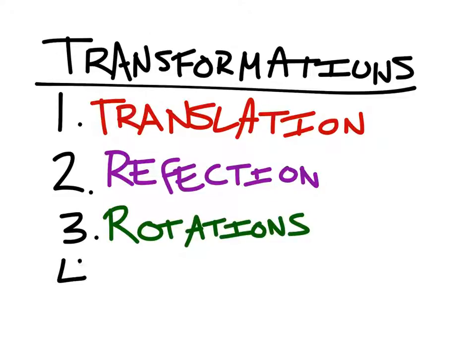And that leads us to the fourth type of transformation, which is actually on the objectives, not that anyone ever looks. But the objective today is to be able to transform shapes using dilations.